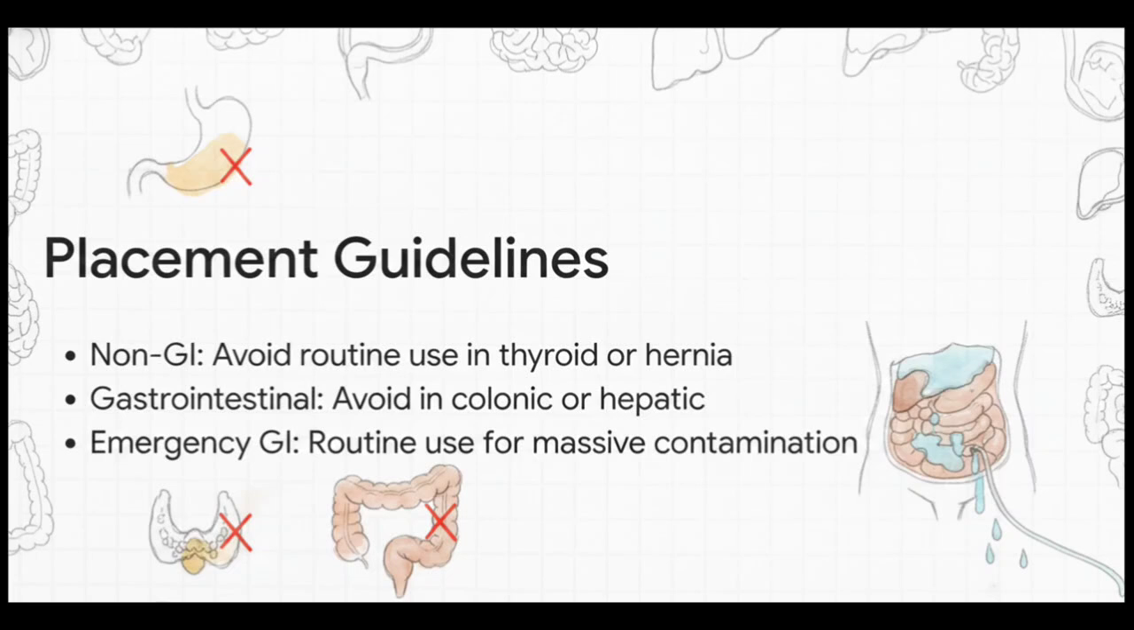But take a look at the emergency GI category. Dogmatic avoidance goes right out the window here. If a patient presents with massive, heavy 4-quadrant peritoneal contamination, routine drainage isn't just considered, it's an absolute necessity to get that purulent, toxic fluid out of there.